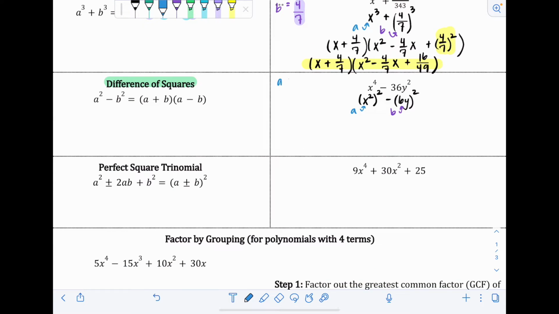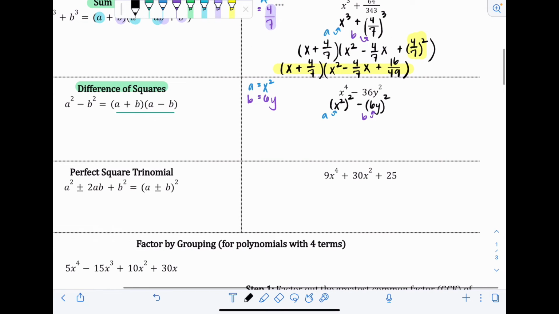So a is x squared, b is 6y. We're going to take that and put it into this a plus b times a minus b. I'm going to have to probably go into two different columns just space-wise. So I'm going to start writing over here. So first will be my a plus b. Actually, no, I won't have to go into two columns. I'll go straight down. I think I was getting ahead of myself.